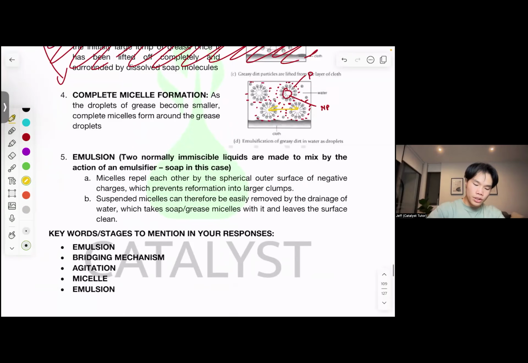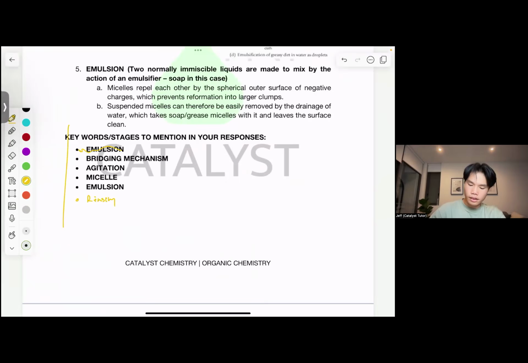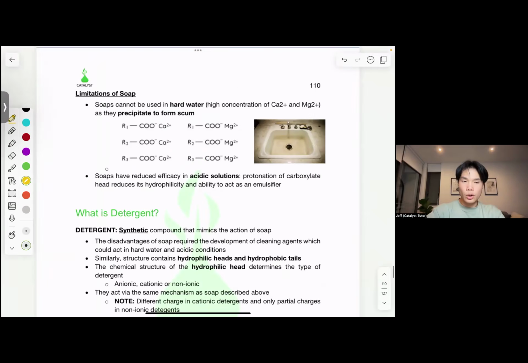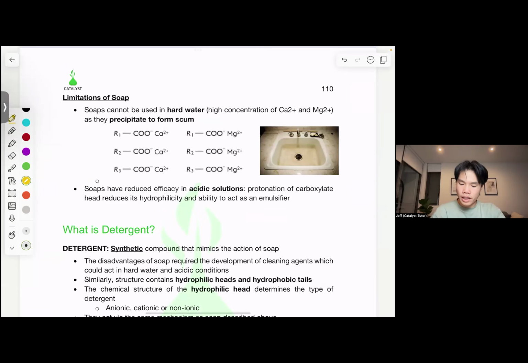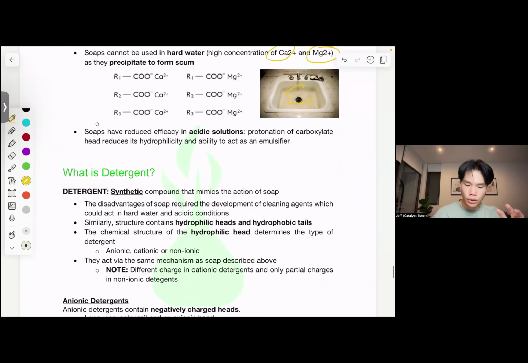And the important steps, I shouldn't have put emulsion again here, would be as follows. Soap forms scum with hard water. Hard water is water that contains calcium and magnesium ions, and it forms rings around your bathtubs or sinks, and that reduces the efficacy of soap. So detergents get around that. Detergents have increased efficacy in hard water, and they're synthetic compounds which mimic soap.